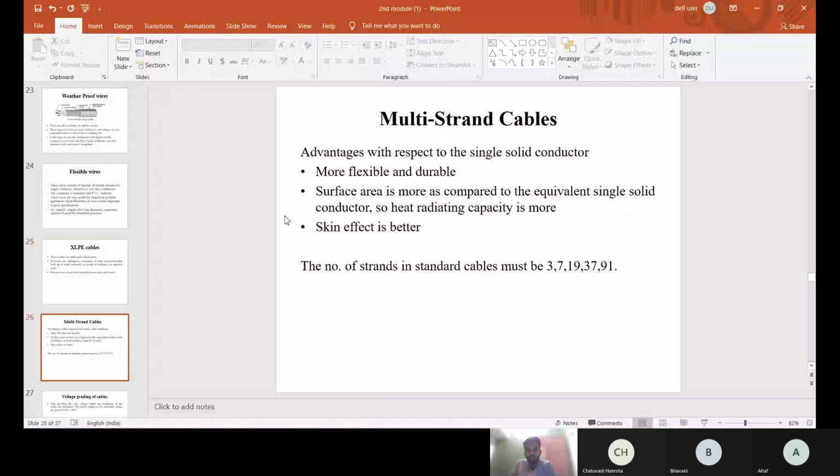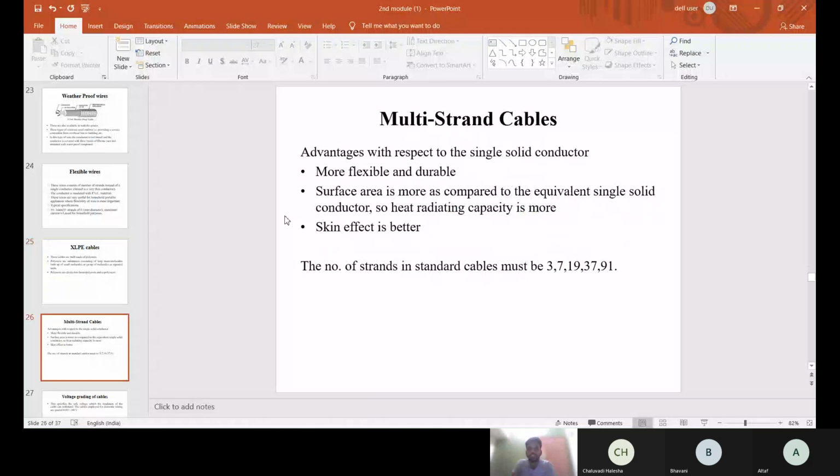If the same thing happens in a single strand conductor, if that one single core is broken, then there will be no supply of electricity. But in multi-strand cables, if one single strand is broken while winding or while handling, it doesn't stop conducting, and it's more flexible and durable.